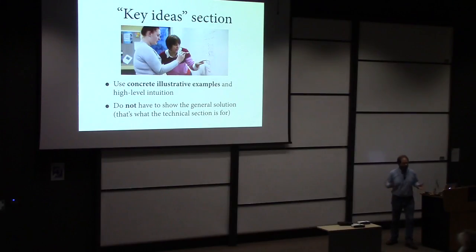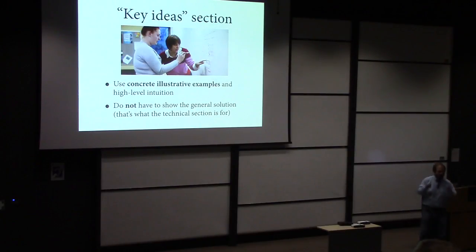When you explain things at the whiteboard, you don't start proving theorems, you don't even start stating theorems. You start with concrete examples that illustrate the ideas. Maybe you start with pictures. You give high-level intuition. You don't have to show the general solution to your problem. That's what the technical section is for. This is just to get them the basic idea of what you're doing.